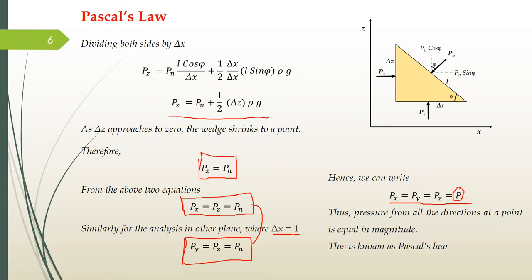Thus the pressure from all the directions at a point, why I'm taking into consideration a point, because we have assumed that this delta z will approach 0, and certainly the pressure from all the directions at a point is equal in magnitude from any direction in that case. This was first observed by Pascal, that's why it is called Pascal's law. It is the statement of Pascal's law, which states that the pressure acting at a point from all the directions is equal in magnitude.